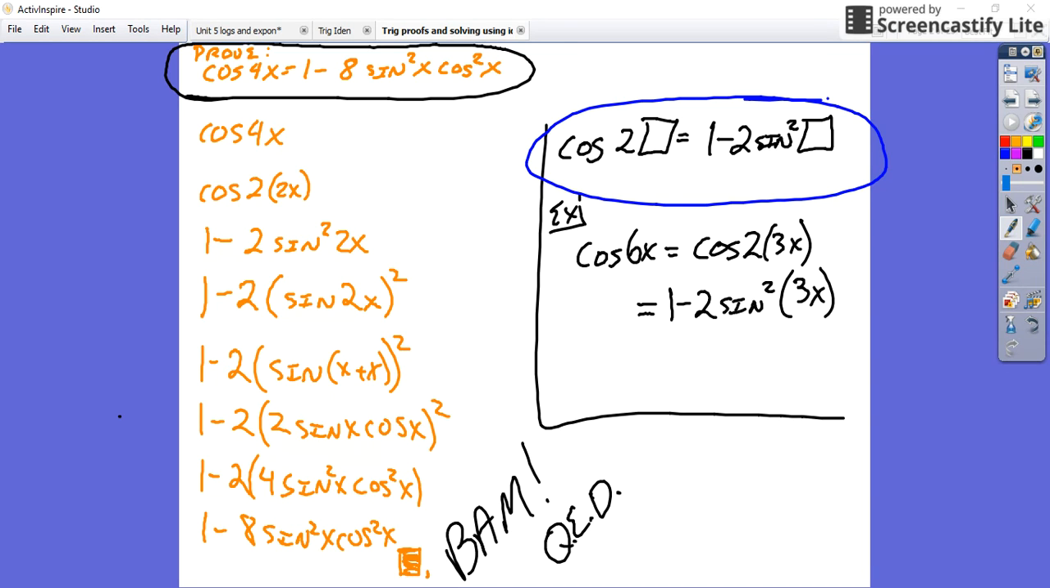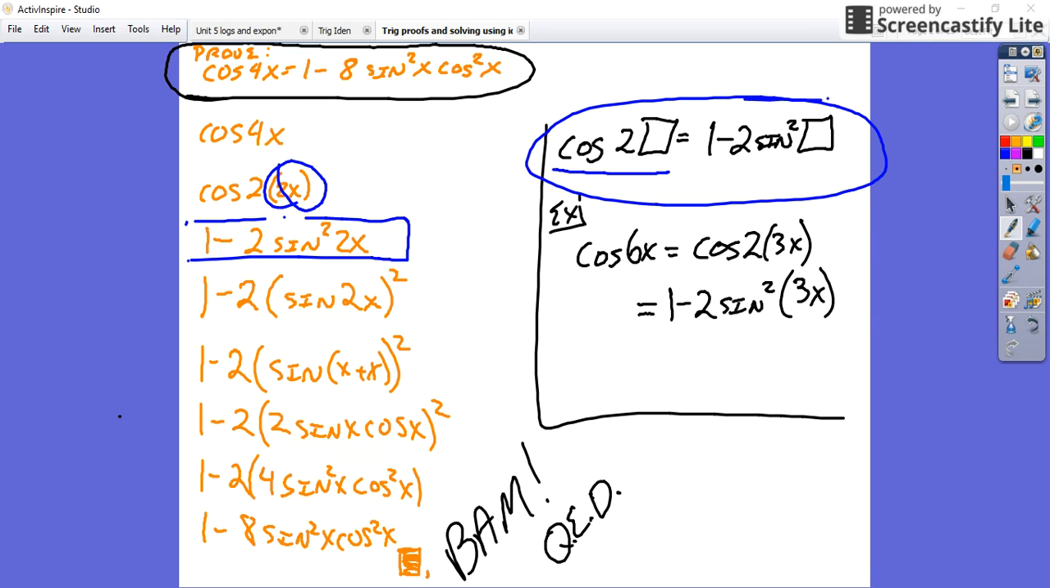So here's this one. That's why I wrote this as 2 times something, because the form is 2 times something. So that means I can rewrite this. I can replace cosine of 2 times something with 1 minus 2 sine squared of that something. That's why I put the little box there. So the something here is 2x. So I'm replacing it with 2x in the new identity that I have, all right? And now I'm ready to keep going.